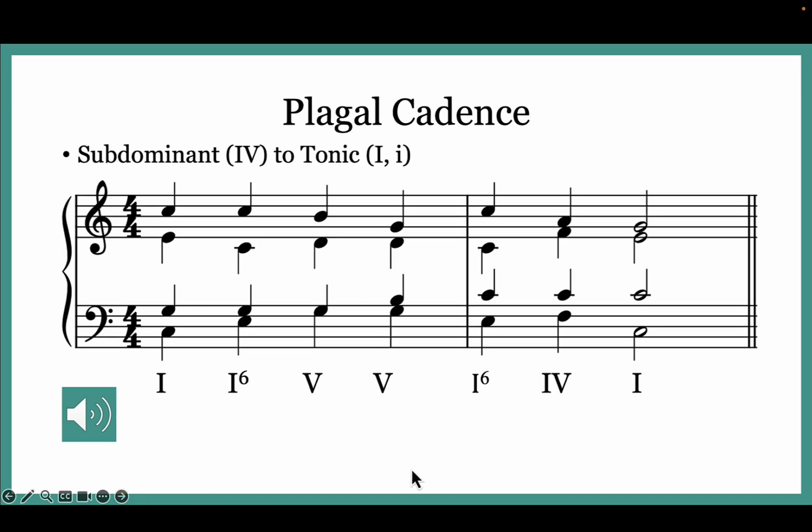We have the Plagal Cadence or the Amen Cadence. That's the one that gives us that feeling, say if you're singing the doxology at the end, that Amen that we all know, which goes from 4 to 1. And we have our major 4 to major 1 here in C major. This is one of the easiest ones to identify aurally. Culturally, we tend to hear it a lot, so it often stands out to our ears.